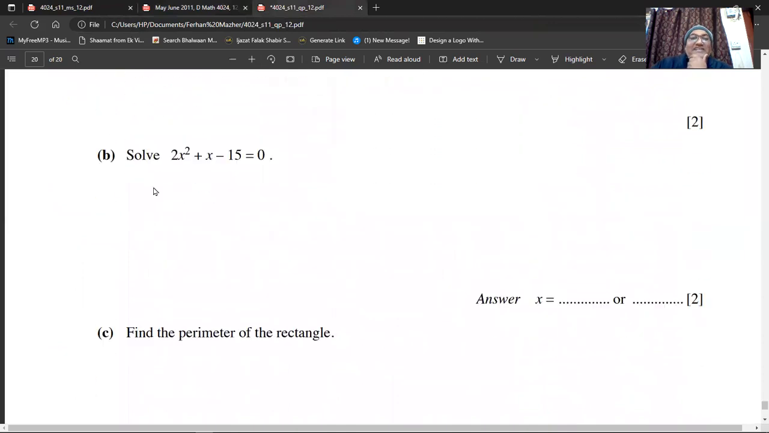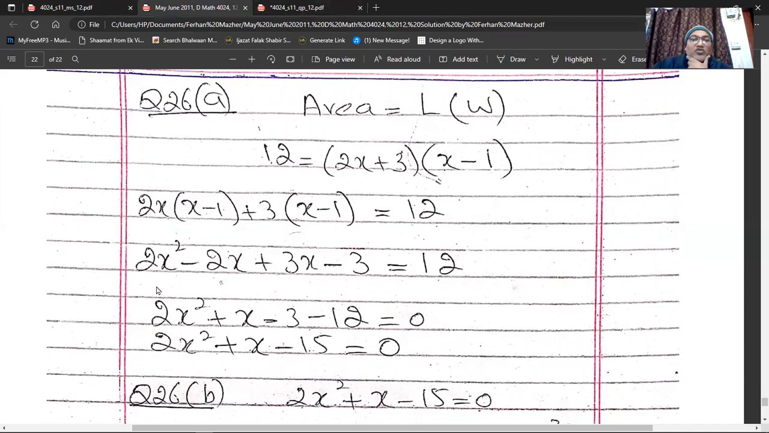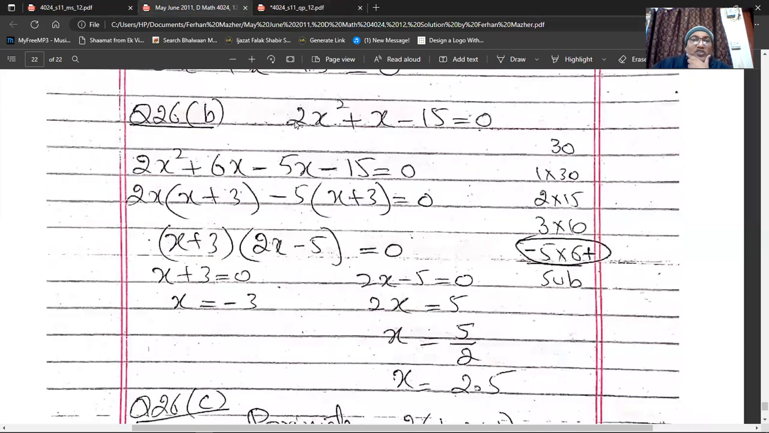Then in the B part, he says solve this. Okay, so I'm going to do the middle term breaking. I will multiply the extreme terms. I get 30. So I write the factors of 30. They are 1 into 30, 2 into 15, 3 into 10, 5 into 6. Because with the third term we have a negative sign, I will write a subtract here. So I'm going to choose that pair which by subtraction will give me plus 1, and by multiplication gives me 30.